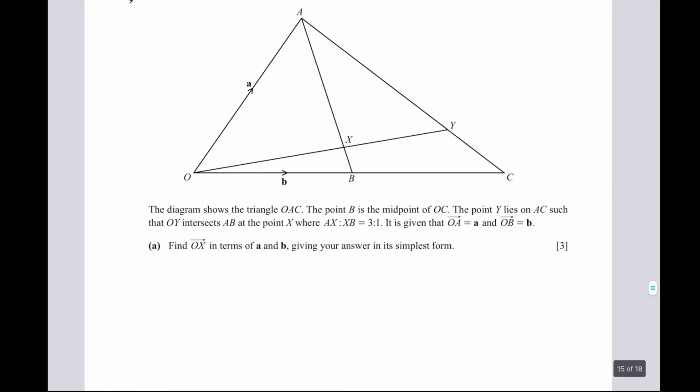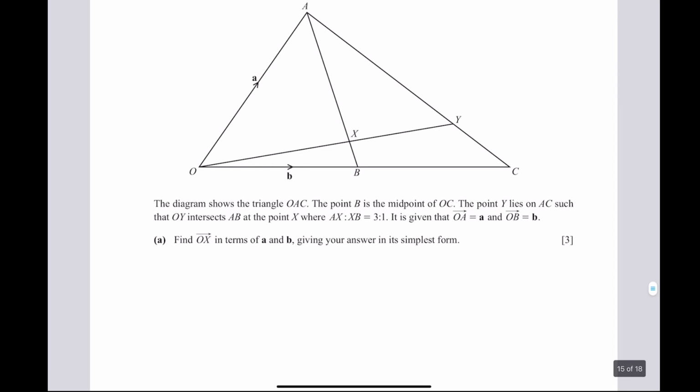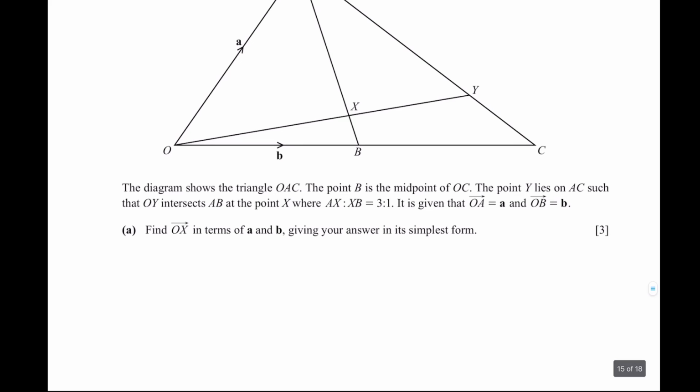So here's a past paper question. Again, make sure to first read the question carefully before you do anything else. Here it says the diagram shows triangle OAC. The point B is the midpoint of OC. The point Y lies on AC such that OY intersects AB at the point X, where AX and XB are in the ratio 3:1. Okay, so this will come in handy later on. Then it says it is given that OA equals A and OB equals B. Find OX in terms of A and B, giving an answer in its simplest form.